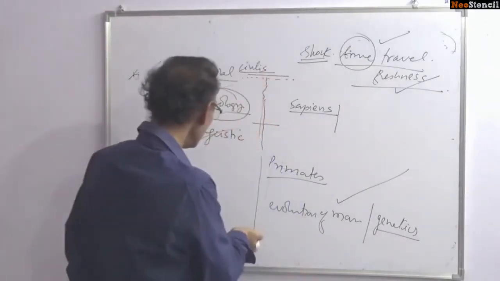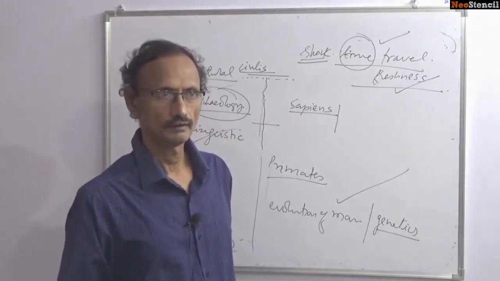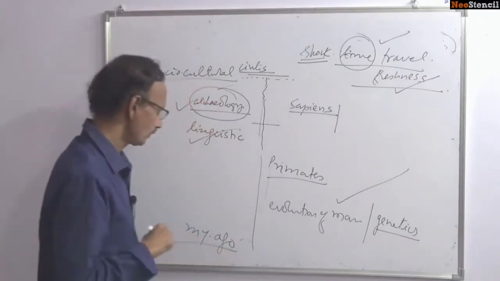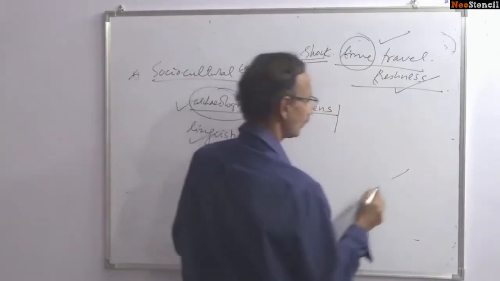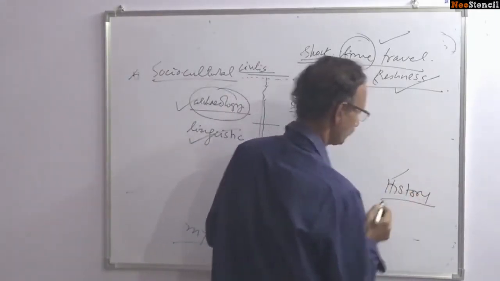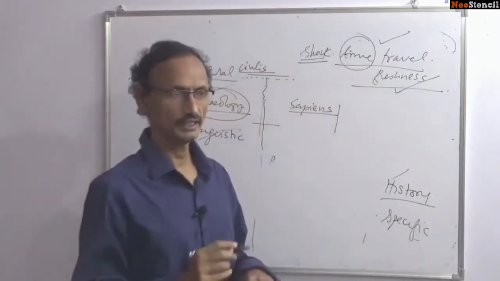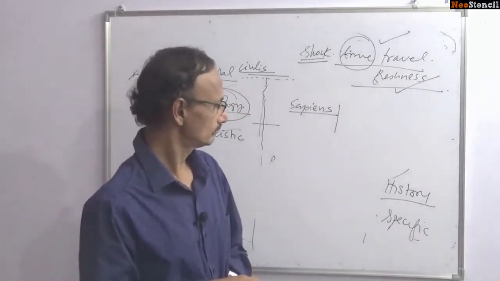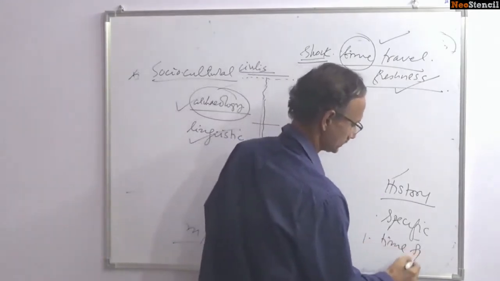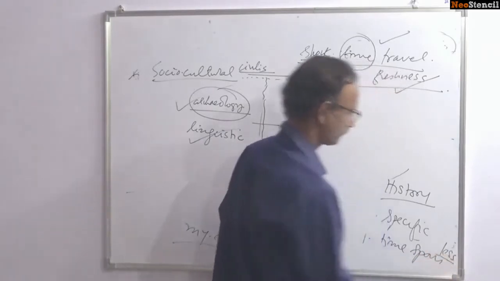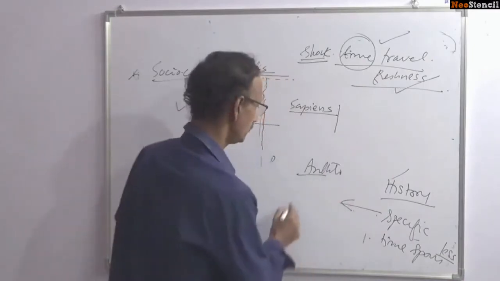But how can a discipline cover so much? Here, what it does is that compared to history, history is specific to a place, like Indian history. History is specific and also its time span is much less. Whereas anthropology is not specific. It is general.